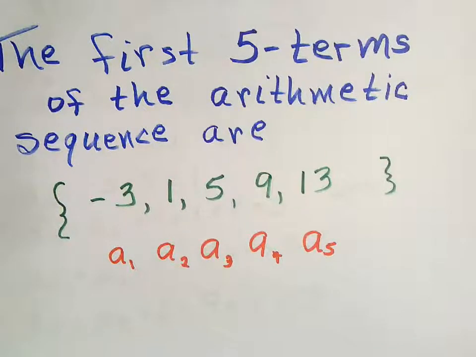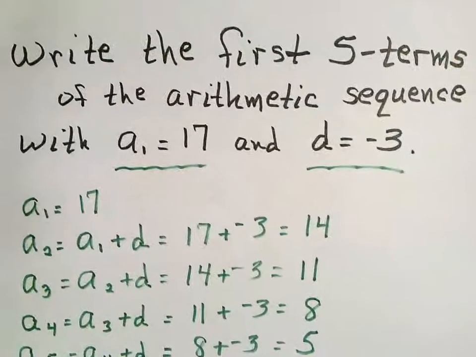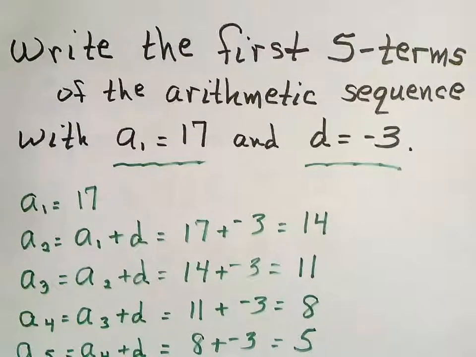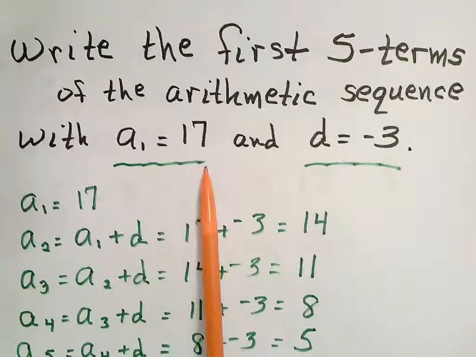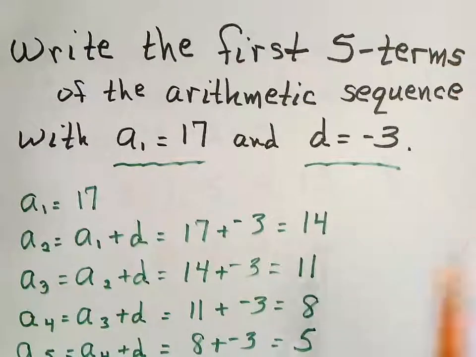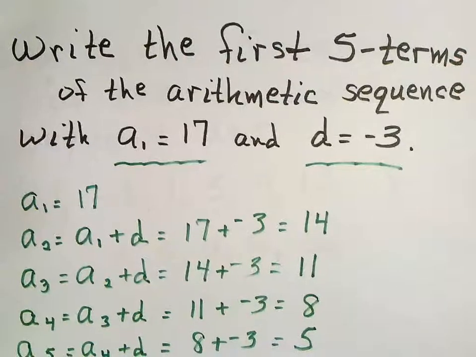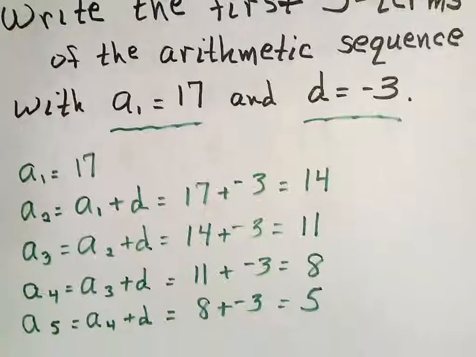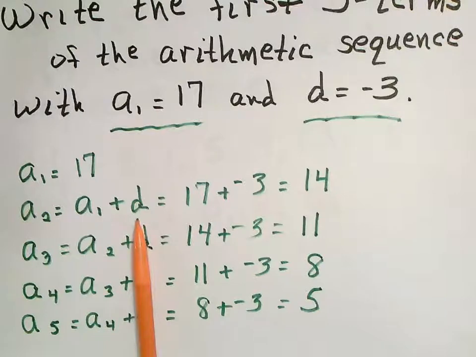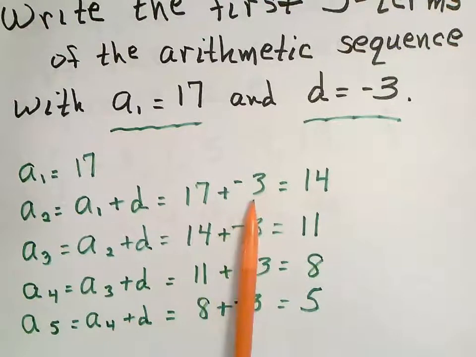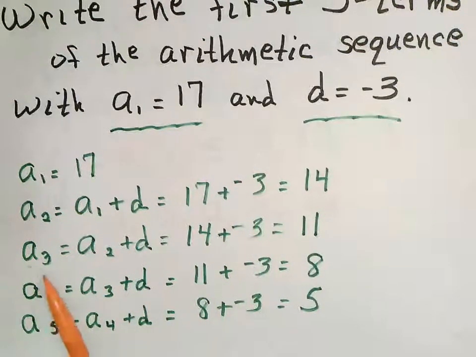Let's look at an example problem. Write the first 5 terms of the arithmetic sequence, where the first term, a sub 1, is 17, and the common difference is negative 3. So our a sub 1 term is 17. To find our second term, we take our a sub 1 term and add the common difference, which is negative 3. 17 plus negative 3 gives us 14.